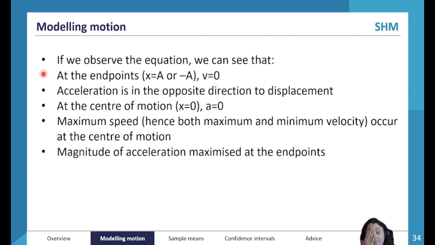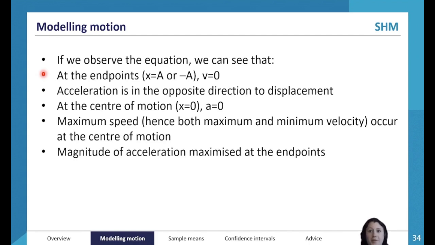Alright? Acceleration is in the opposite direction to the displacement. At the center of motion, the acceleration is 0. So the acceleration is 0 in the center of motion. That's the lowest acceleration. Alright?